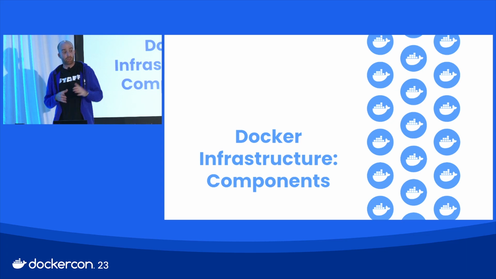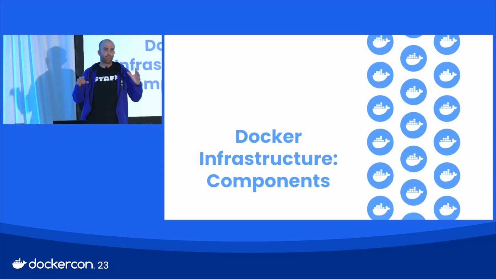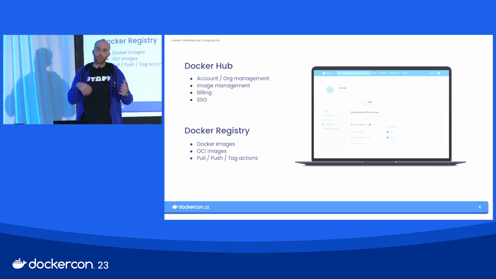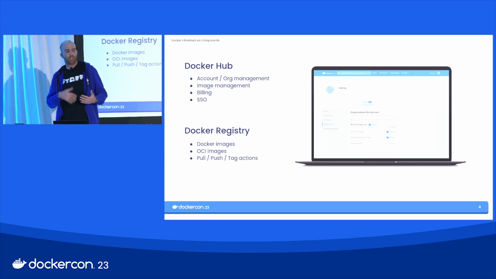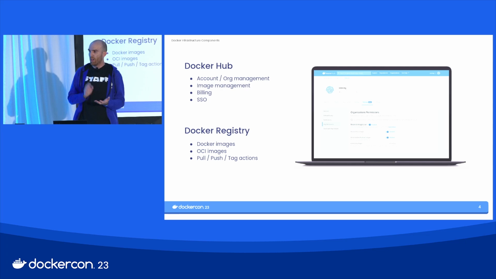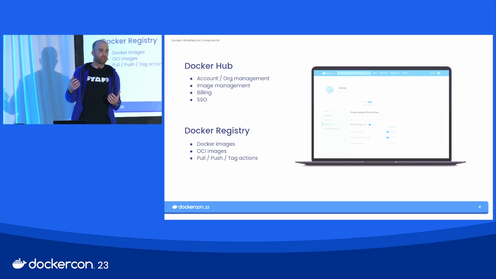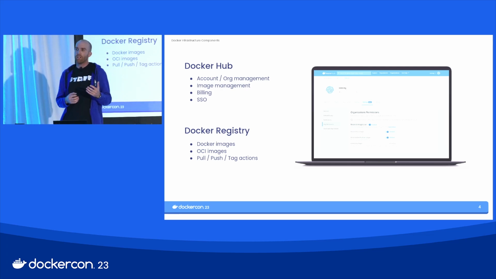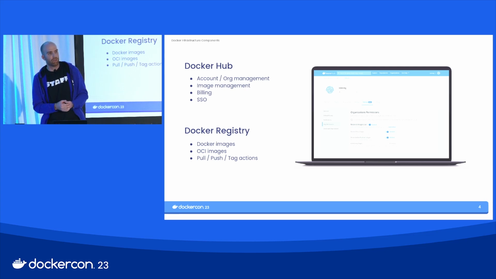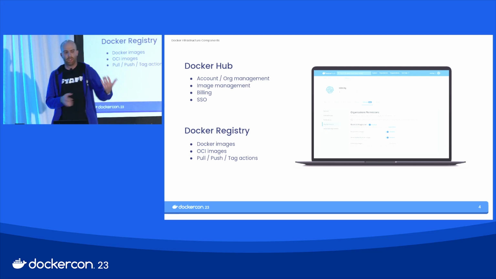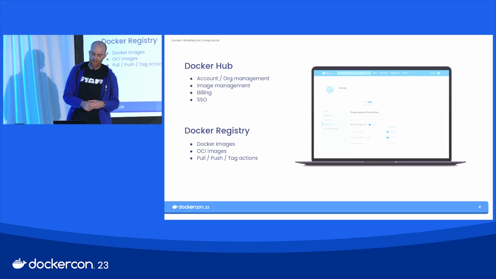So first, we'll talk about the components of the infrastructure, because Docker is not only the Docker daemon, but we have other things. So first, we have DockerHub and Docker Registry. On Docker Registry, you can send your Docker images or OCI images, do pull, push, tags, etc. And on DockerHub, you will manage these images, also your accounts, your organization, and also all the billing parts. So if you have different plans, because yeah, if you want private repos, etc.